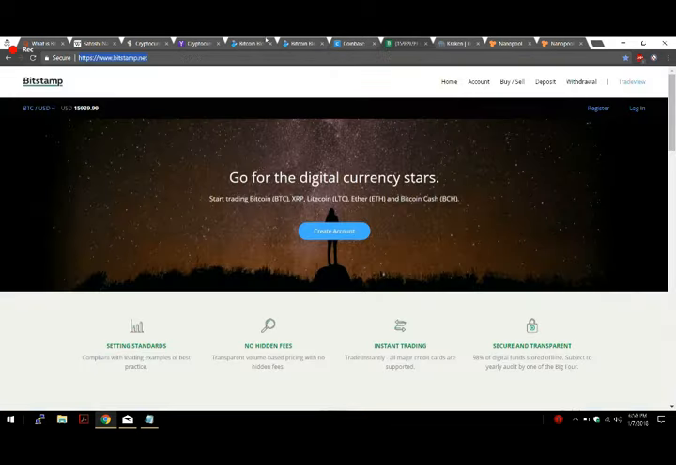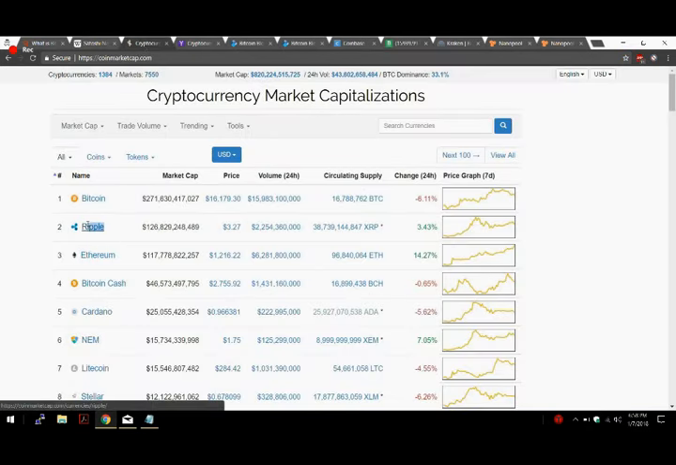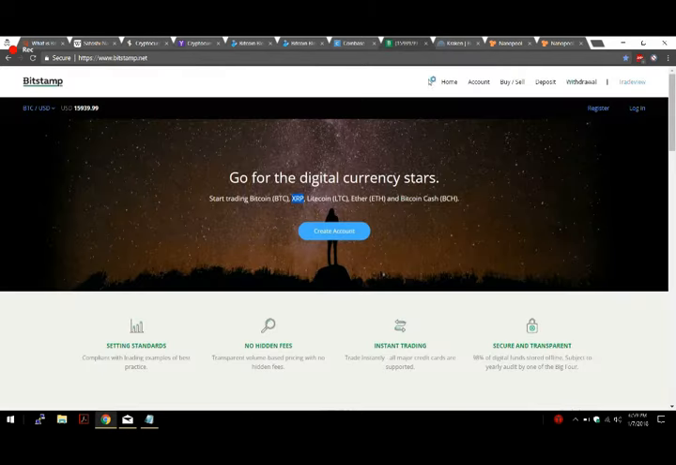So the second one is Bitstamp. The only difference between these two is that it is used to purchase Ripple coins, which is also recently booming. If I'm not wrong, let's see. Yeah, Ripple is booming. It's a 3.43% increase since yesterday.